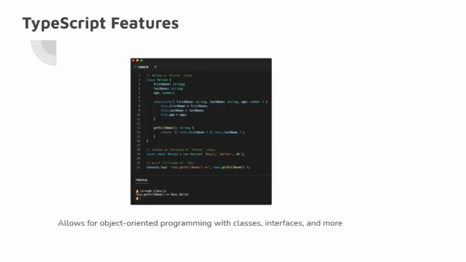TypeScript also allows for object-oriented programming with classes, interfaces, etc. Above is an example of a class called person with the method getFullName. This ability to do object-oriented programming makes TypeScript well-suited for large applications, providing flexibility, reusability of code, and easier debugging.